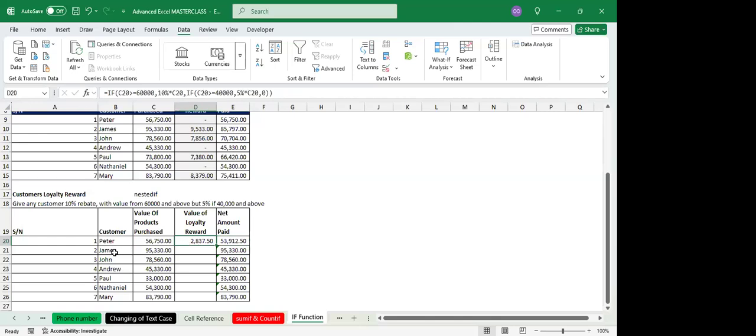Now look at this guy. Peter did not buy up to 60,000, so he can't get 10%. But he buys more than 40,000, so he will get 5% of what he buys. And if you look at the value you have here, it's actually 5% of 56,750 naira. Sorry, I want to get something very clear.